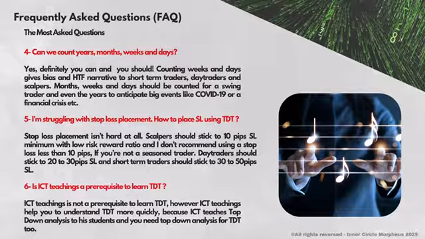Fifth question, I'm struggling with stop-loss placement. How to place stop-loss using TDT? Scalpers should stick to a 10 pips stop-loss minimum, and I don't recommend using a stop-loss less than 10 pips if you're not a seasoned trader. Day traders should stick to a 20 to 30 pips stop-loss, and short-term traders should stick to a 30 to 50 pips stop-loss.